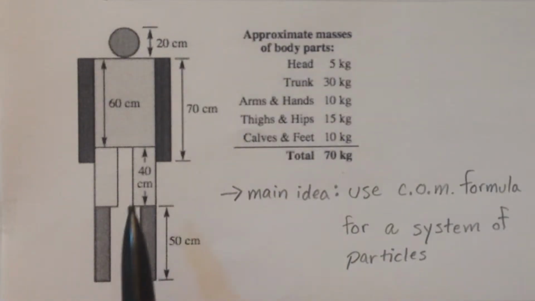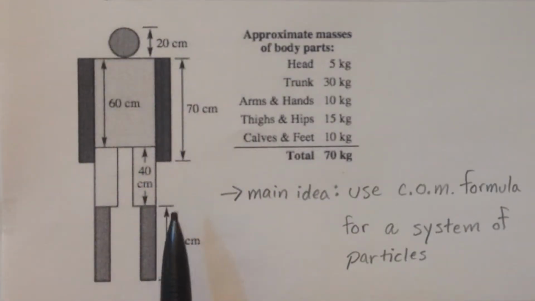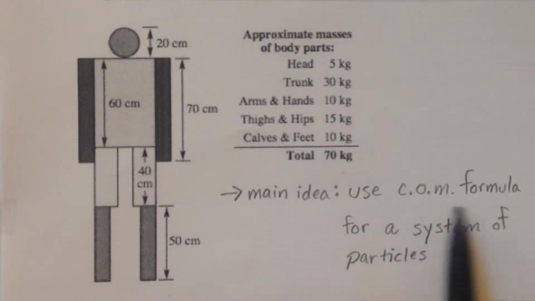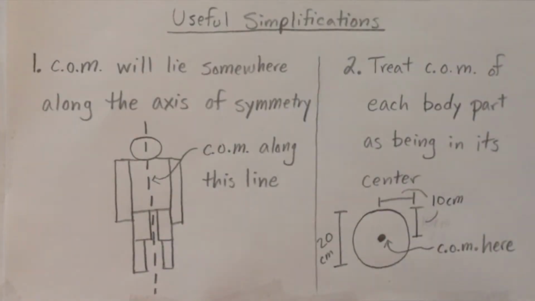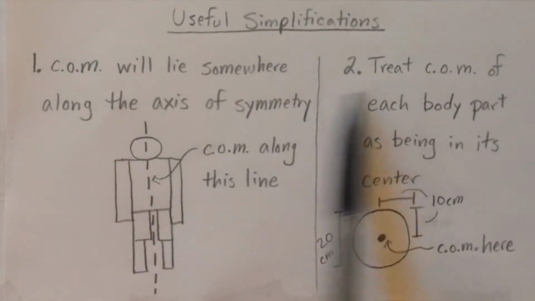In this problem, we're asked to find the center of mass of a person who has these measurements. The main idea behind this problem is using the center of mass formula for a system of particles, the particles being, in this case, the individual body parts. To simplify our calculations, we will make use of these two facts.